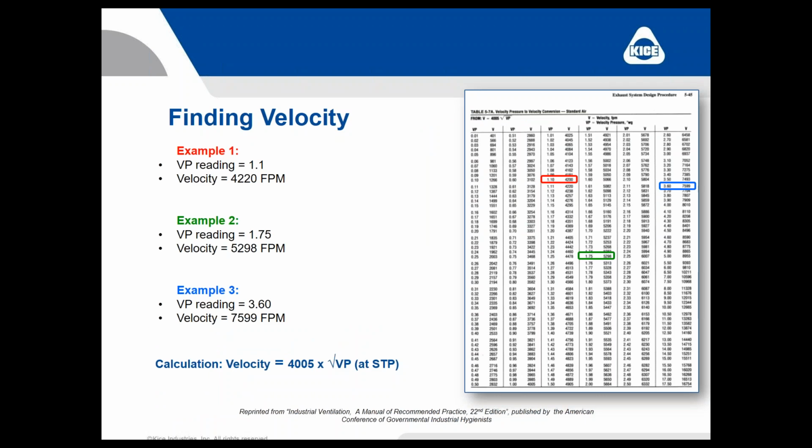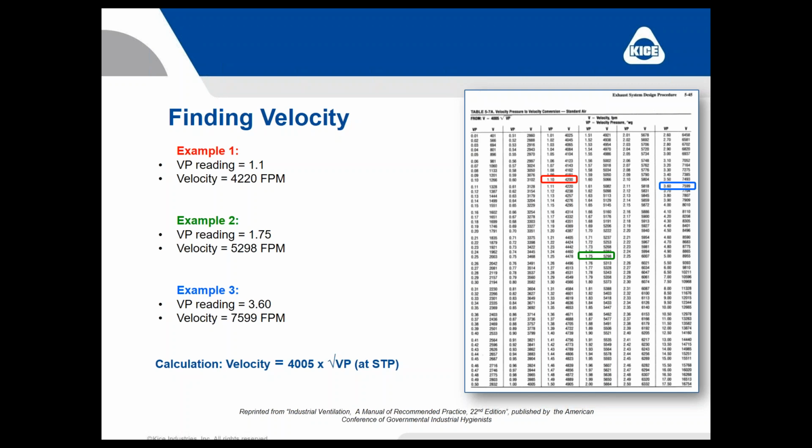Now, going to some math, finding velocity. Example 1 in the red. I got a velocity pressure reading of 1.1. I can look at a design chart that Kice publishes. This happens to be from the Industrial Ventilation Manual. And if you look closely, VP 1.1 equals a velocity of 4,200 feet per minute.